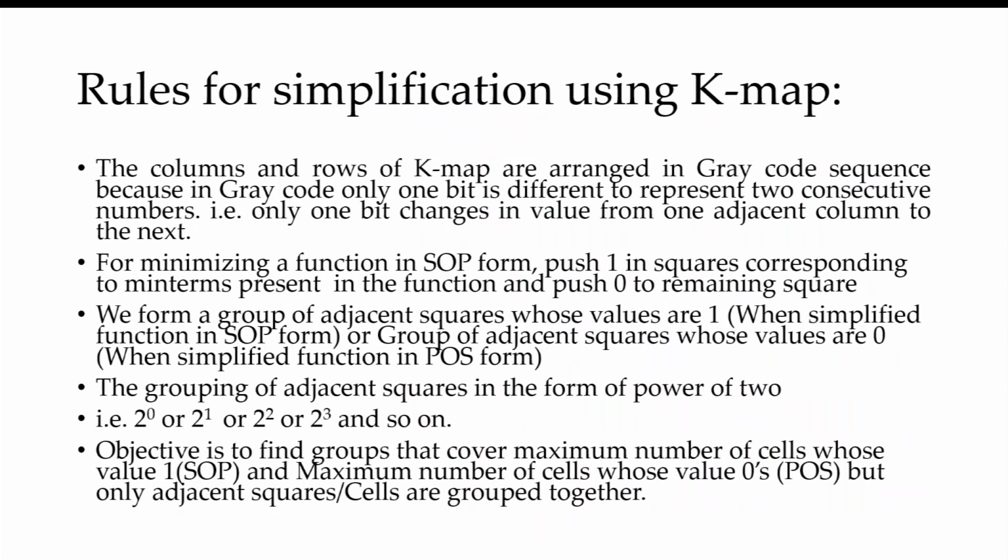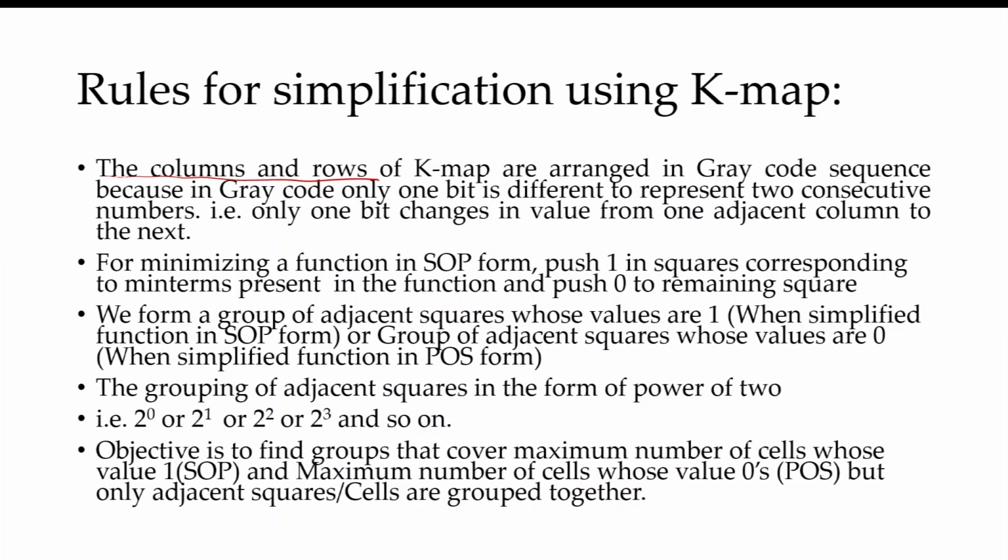Here, what are the rules of simplification using K maps? Generally, we already discussed some rules. The columns and rows of the K map are arranged in a gray code sequence. This is the first rule. All the columns and rows of the K map are arranged in a gray code sequence, because in gray code only one bit is different between 2 consecutive numbers.